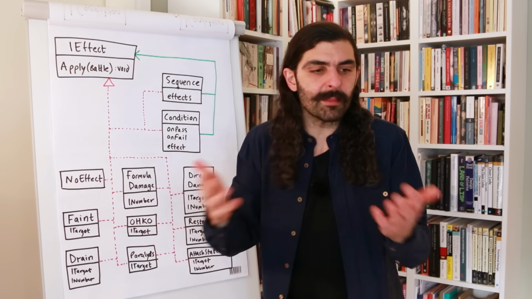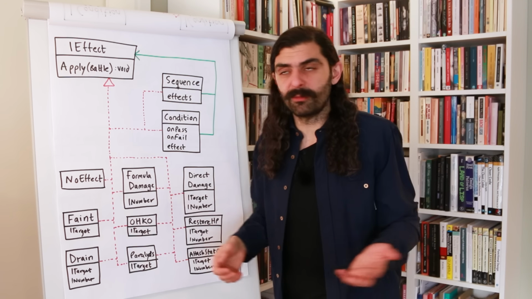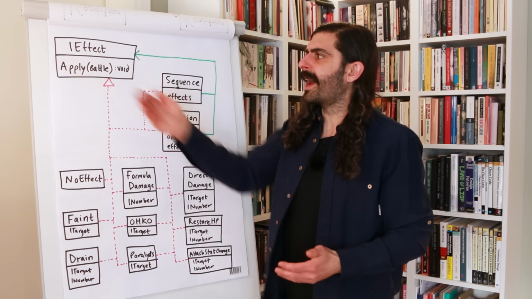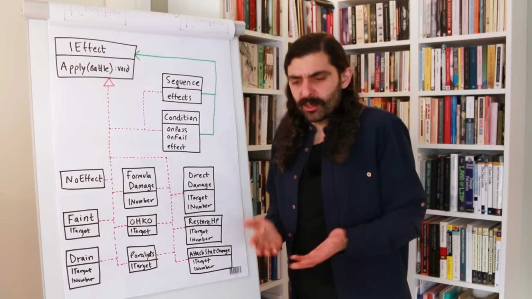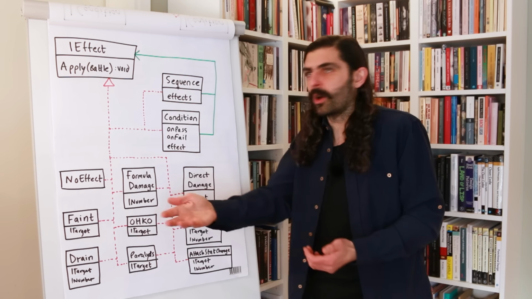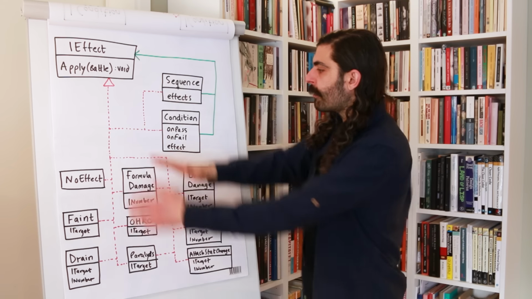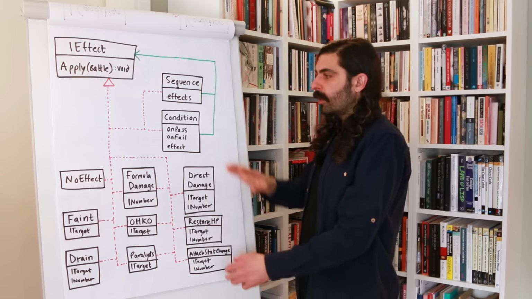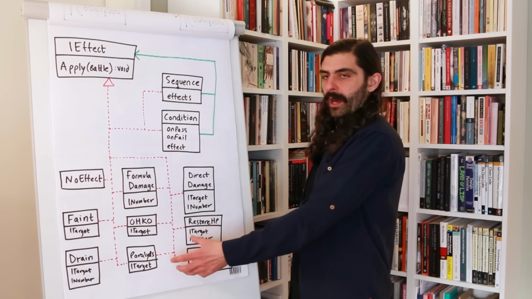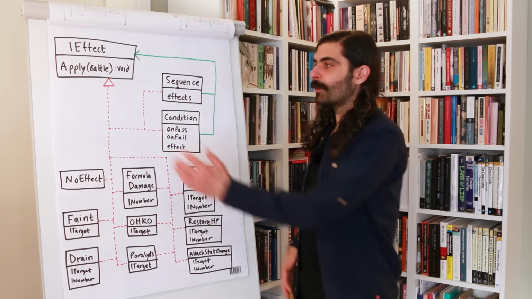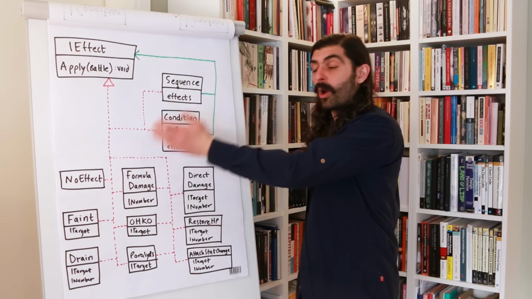This is the same idea as the method that we called execute before. It's just that I think the word apply fits better for an effect, because we're taking the effect and applying it to a context. We're applying it to the battle. Okay, so we have the supertype effect, and then we have a bunch of subtypes. Notice these green arrows and the red arrows. We have a bunch of leaves, and then we have a bunch of decorators, combinators.